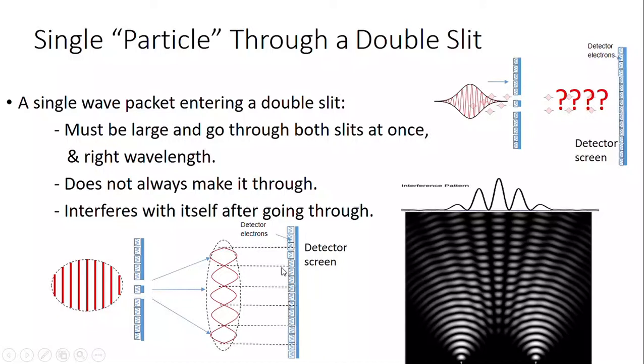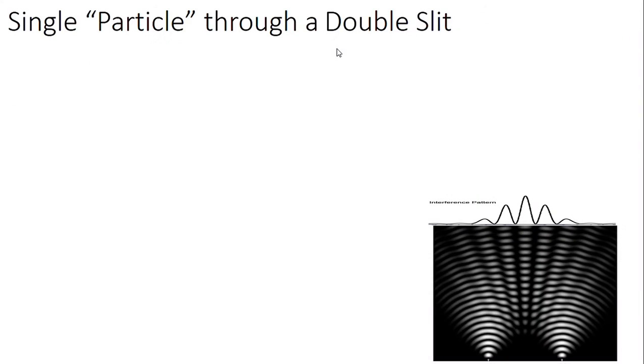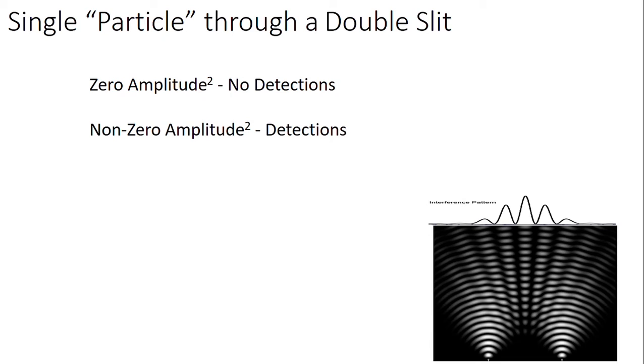Okay, so now it's going to go through and hit the detector screen. What do we expect to happen then? What we'd expect to happen is that where you have zero squared amplitudes, such as here and here, you're not going to get any detections there. It's not going to instantly reform to those places. But where you have non-zero squared amplitudes, such as here or here, that's where you might expect to have a detection.